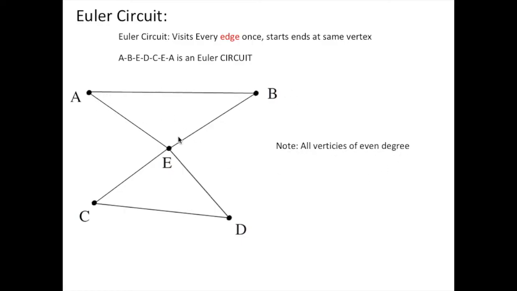Notice, this is degree 4, degree 2, degree 2. Remember, the degree is the number of edges that meet at that vertex. This graph has an Euler circuit.